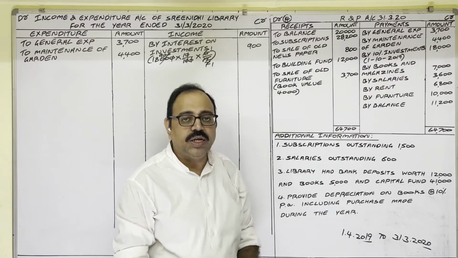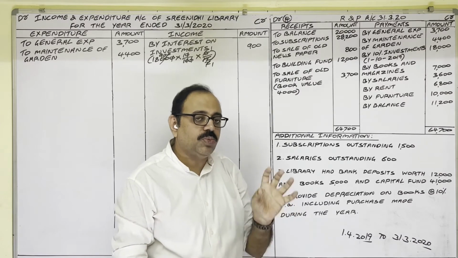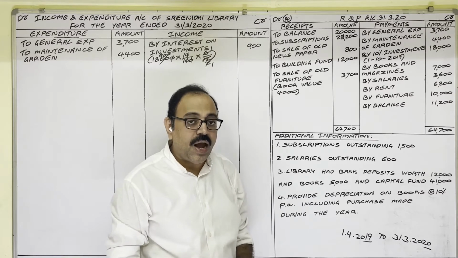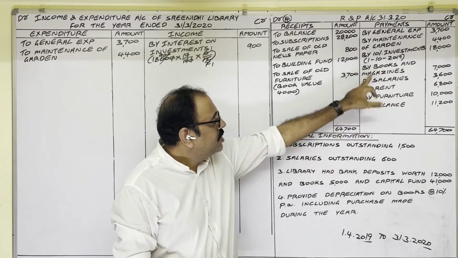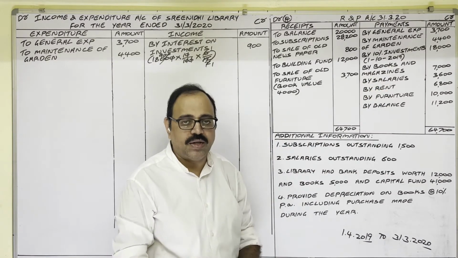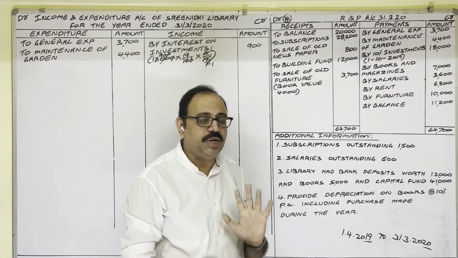So our assumption is this is capital expenditure. Means books value is more than magazines value. So treat it as capital expenditure and show under asset side of balance sheet. Next, salaries 3,600. Every month firm pays salaries. Means this is regular expenditure, revenue expenditure, debit side.